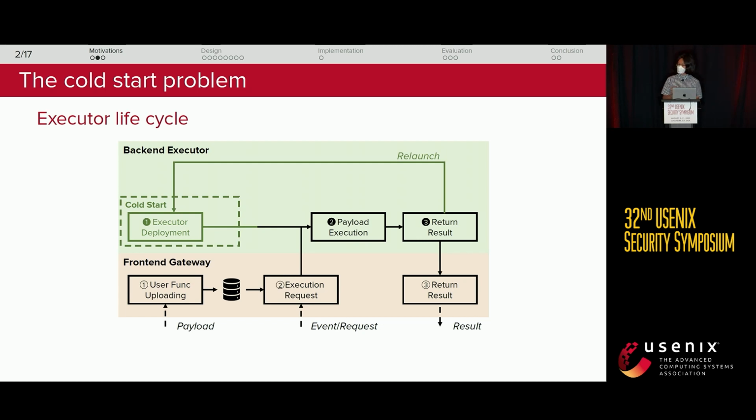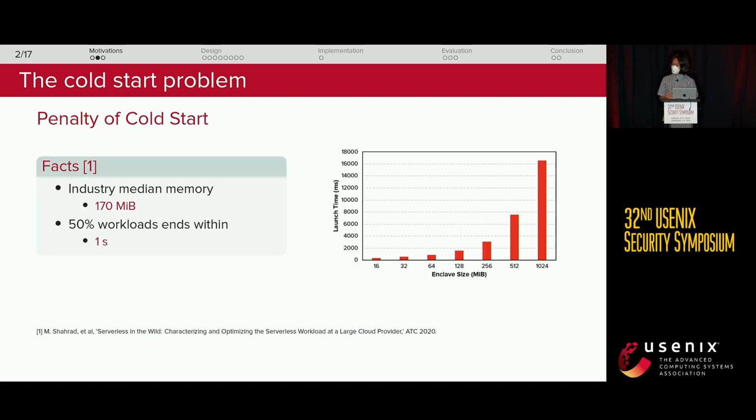The trivial way to do it is obviously to relaunch the whole thing. You just kill the executor and deploy a new one. But that is very heavy. If you look at the penalty, we got some facts here: in the industry, the median memory consumption of a serverless workload is about 170 megabytes, and 50% of the workloads end within 1 second.